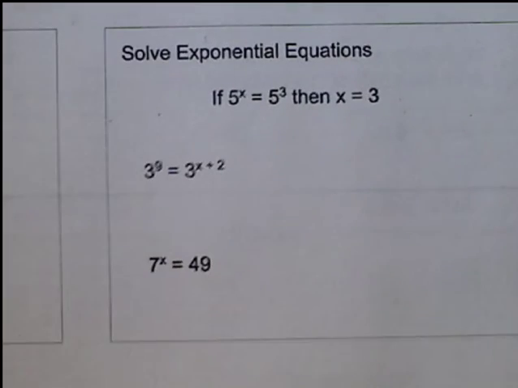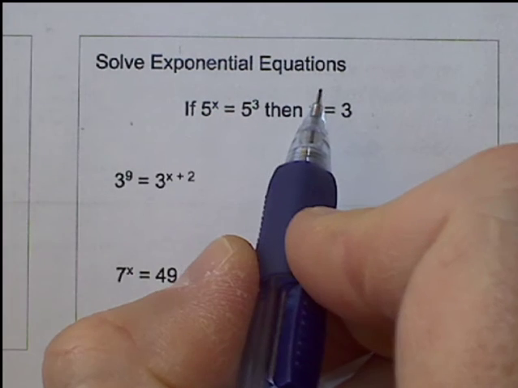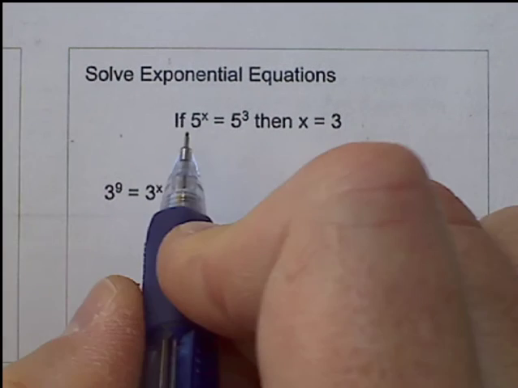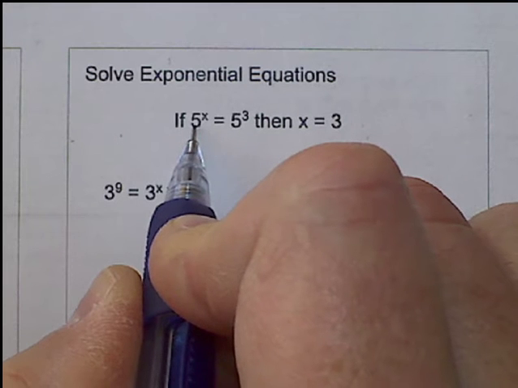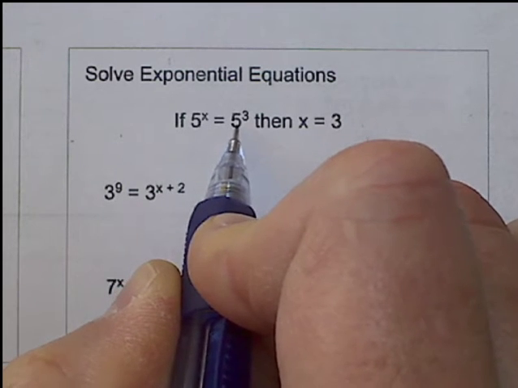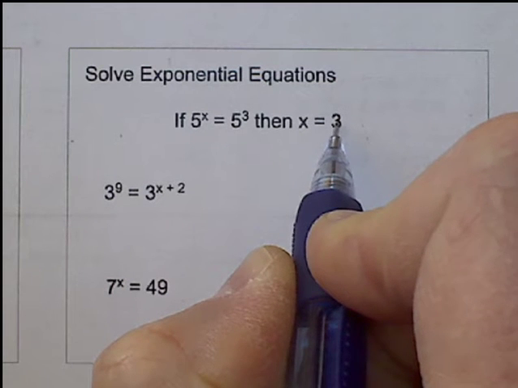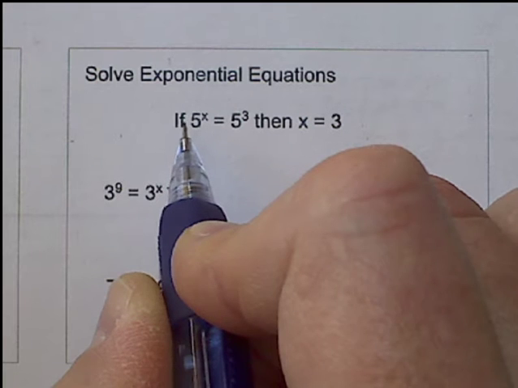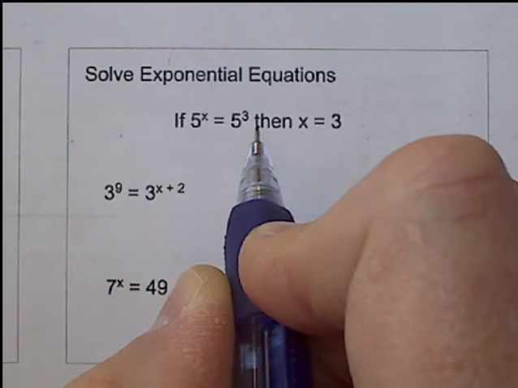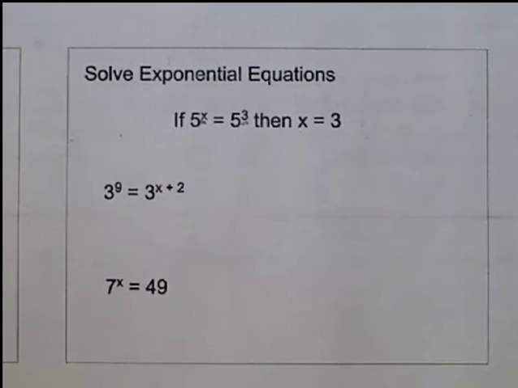Now, here's where things get interesting once again for us. We're going to solve some exponential equations. And you need to think about this. If 5 to the x is the same thing as 5 to the 3rd, then doesn't it make sense that x has to equal 3? Yes. Because you couldn't have 5 to the 9th equal 5 to the 3rd. That doesn't make sense. So this x has to be equal to that 3.